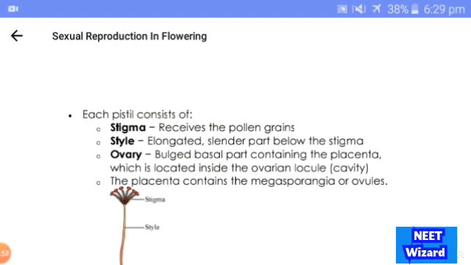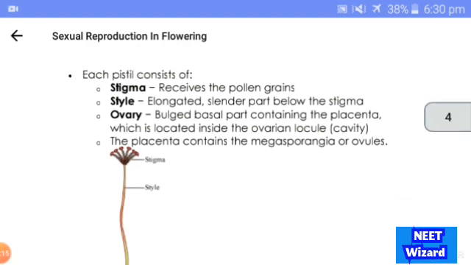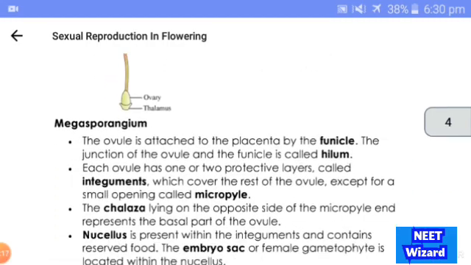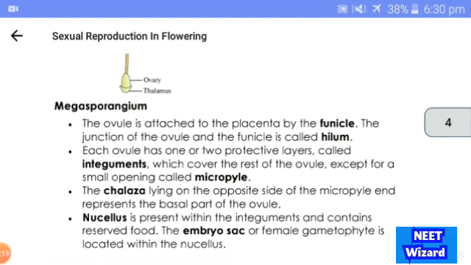The stigma receives the pollen grains. The style is the elongated slender part below the stigma. The ovary is the bulged basal part containing the placenta, which is located inside the ovarian locule or cavity. The placenta contains the megasporangia, or ovules. The ovule is attached to the placenta by the funicle. The junction of the ovule and the funicle is called the hilum.